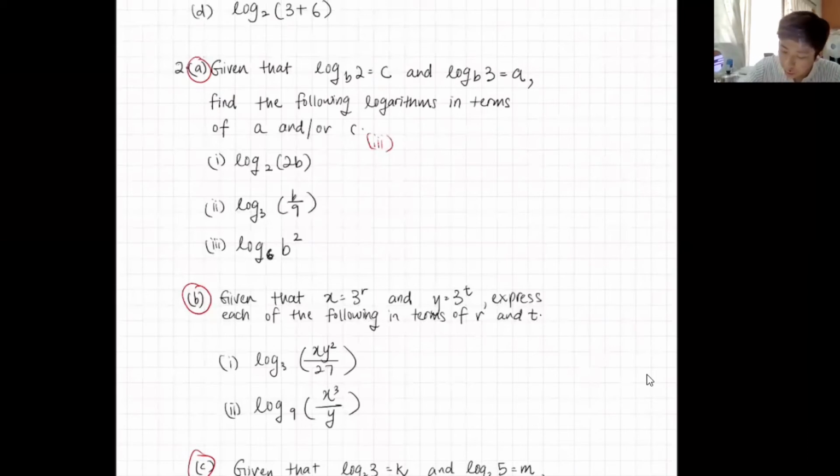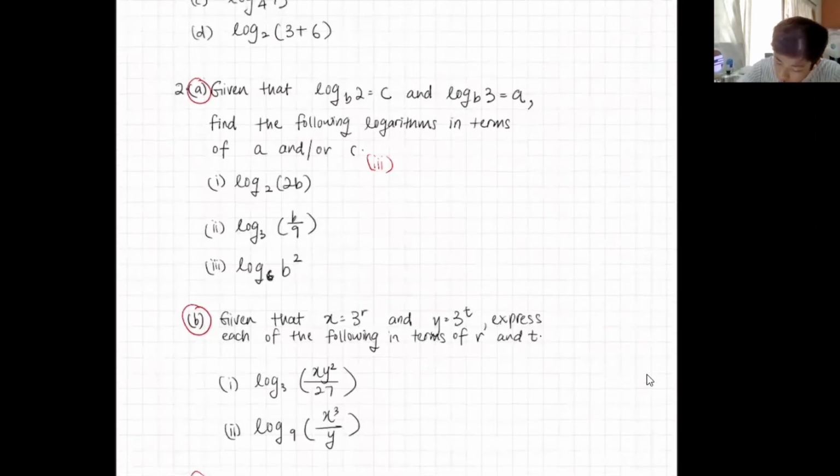Okay, I think I did not mention the question. I'm so sorry, I did not explain the question good enough. What I did was correct, but I forgot to emphasize the question for you guys to know. The question is asking you to find the logarithm in terms of A and or C. It means your answer must consist of either A or C, or both of them existing together. That's the meaning of in terms of. In terms of, don't forget.